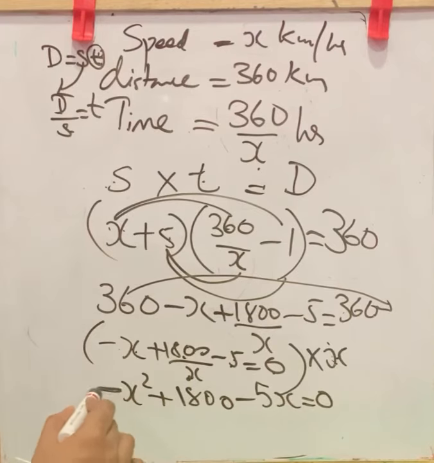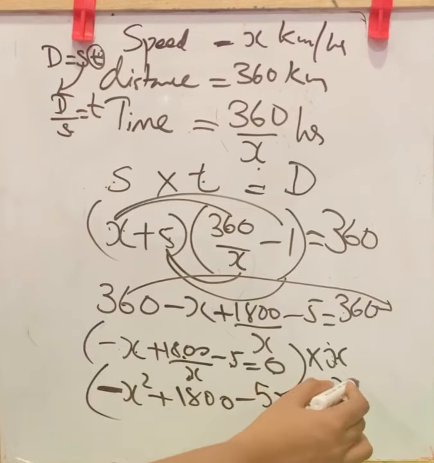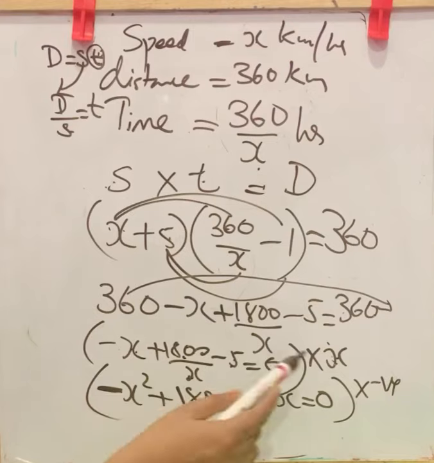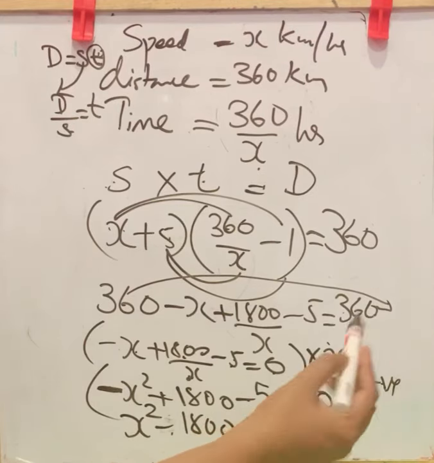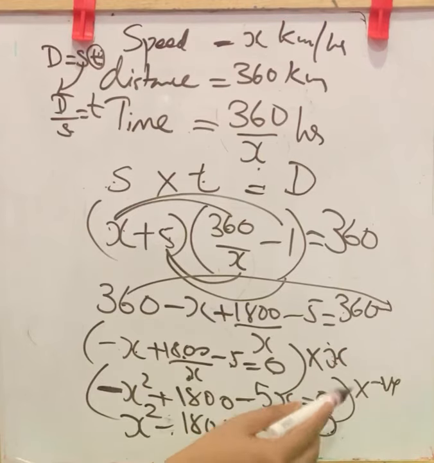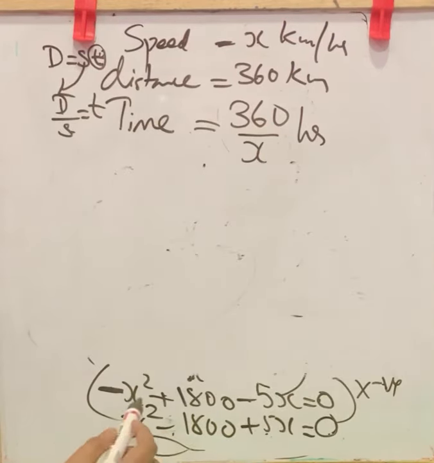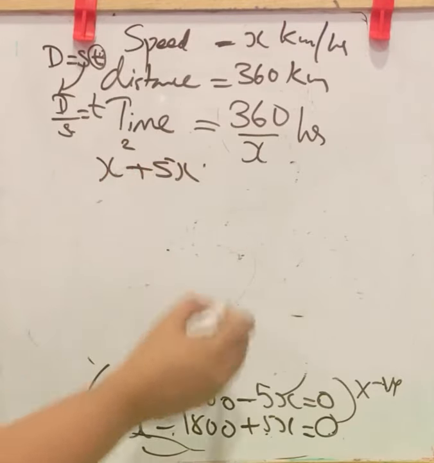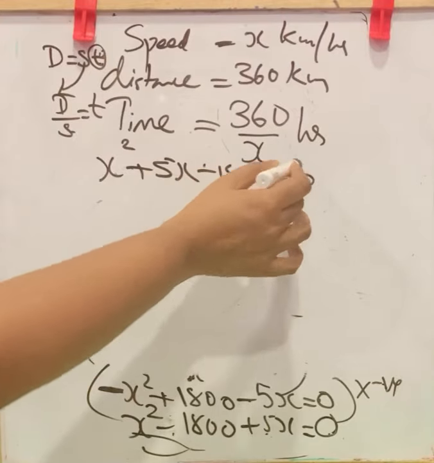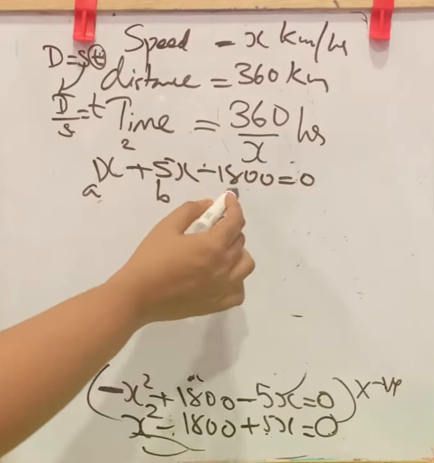Next, we don't want this negative in the x square coefficient. For that we will multiply the whole equation by negative so that it will get cancelled. Negative into negative, positive x square, plus negative into 1800, minus 1800, negative 5x into negative, positive 5x, equal to 0 into negative. 0 is neither positive nor negative, so put 0. This is the quadratic equation. Let us rearrange this: x square, next the x term, then the constant term, equal to 0. Here a is 1, b is 5, c is minus 1800.